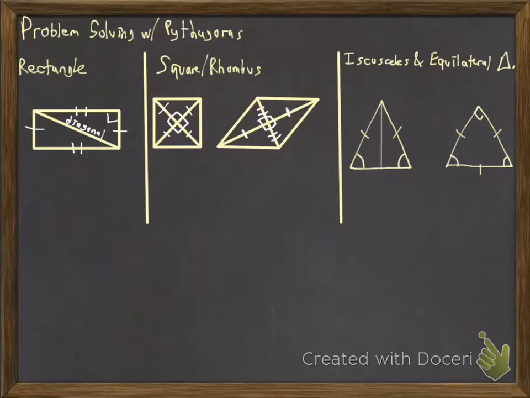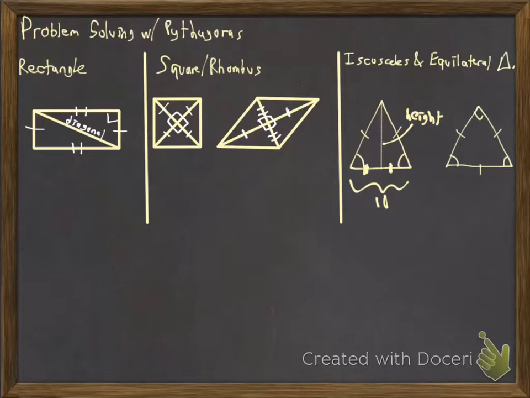Let's jump to the isosceles and equilateral triangles. An isosceles triangle is where we have a triangle with only two sides congruent, and as a result the base angles are congruent, these guys here. The important thing to know is that the altitude, or the height, bisects the bottom base, so this side is congruent to this side. If the whole side was 10, then this side is 5 and that side is 5.